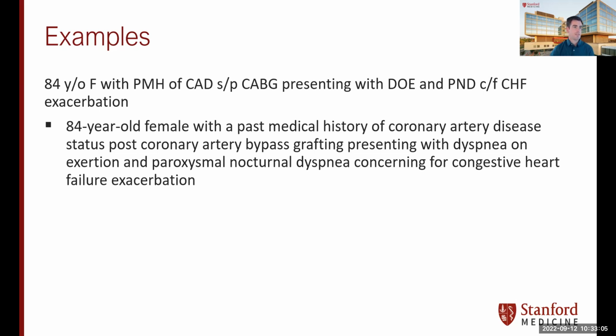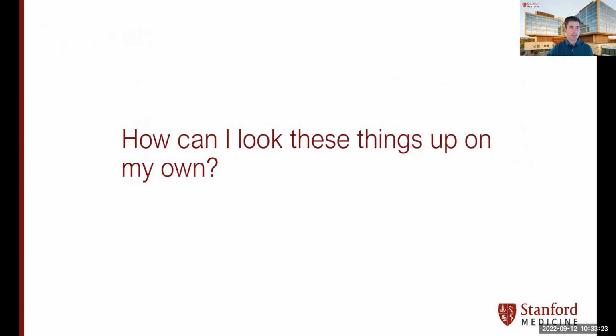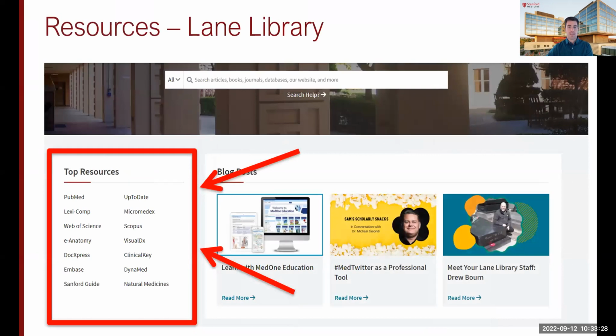All right, so this is all a lot of information, and I recognize that I'm not going to cover the majority of what you all will see on a day-to-day either conversation or medical record search, or even looking through a textbook. But how can I look these things up on my own? I'm here to tell you that your best resource is Lane Library. Lane Library is just incredible. They have an incredible number of resources. I highly recommend these top resources.